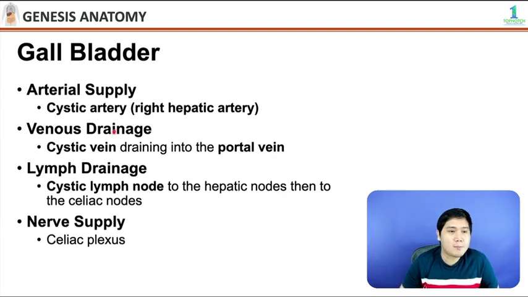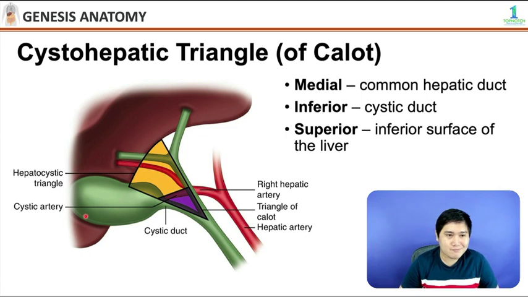Your blood supply to the gallbladder comes from the cystic artery, a branch of your right hepatic artery. It is drained by the cystic vein, draining into the portal vein, and by the cystic lymph nodes, and the nerve supply comes from your celiac plexus. Another triangle in your gallbladder is the cystohepatic triangle of Calot, or the hepatocystic triangle. Medially, it is bounded by the common hepatic duct.